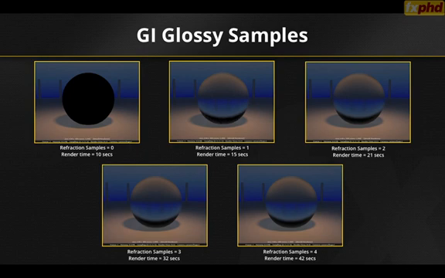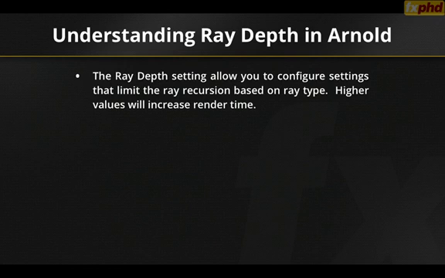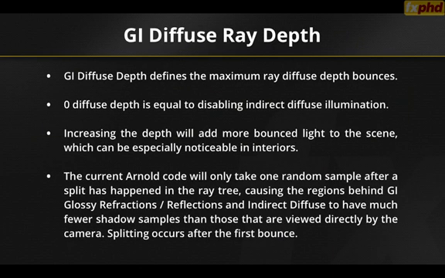We now need to talk about understanding what ray depth is in Arnold, and this is quite similar to ray depths in other rendering packages. It basically allows you to configure settings that limit the ray recursion based on the ray type. Higher values will increase the render time. As an example, GI diffuse depth defines the maximum ray diffuse depth bounces. 0 diffuse depth is equivalent to disabling the indirect diffuse illumination. So when you have something at 0, that's often just disabling the whole thing.